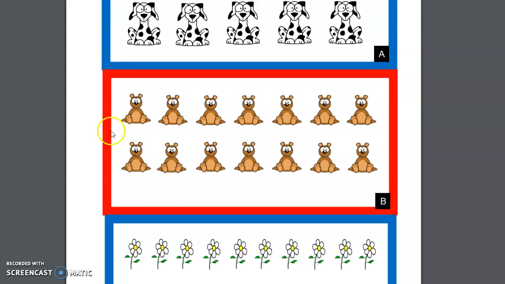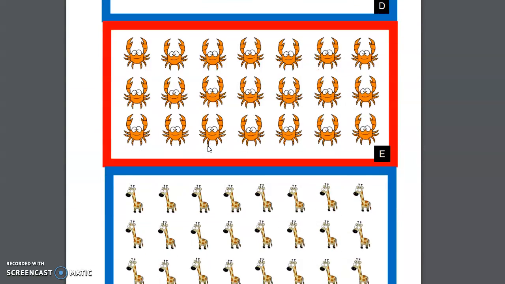Let's look at this next one. We have bears, which are 1, 2, 3, 4, 5, 6, 7 across and 2 down. So 7 times 2, we can use our multiplication chart or we can count the bears, which would equal 14. Let's find a harder one.